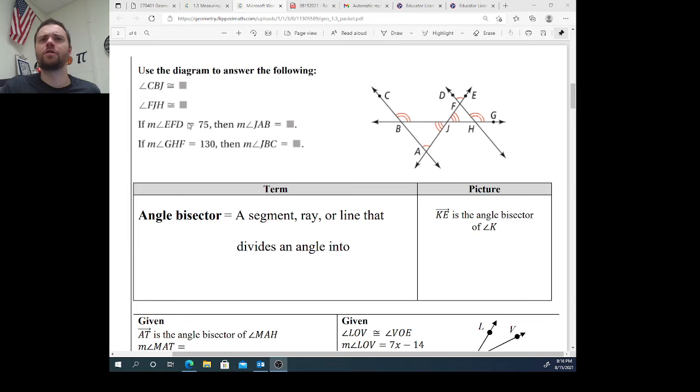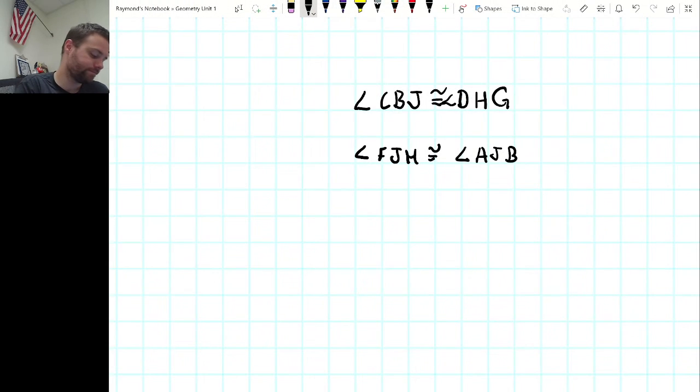So I've got the measure of angle EFD, and it wants to know what JAB is. So since these two things are congruent, we know their measures. If two angles are congruent, their measures are also the same. So their measures are going to be equal. So if the measure of angle EFD is 75 degrees, then if I took a protractor with JAB, I better get 75 degrees. So I know the measure of angle JAB is 75 degrees.